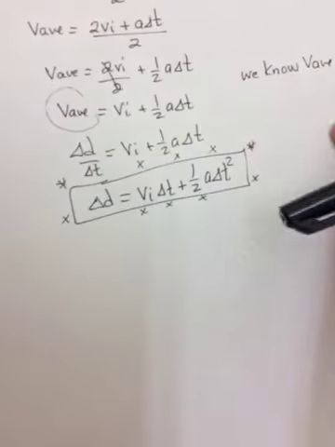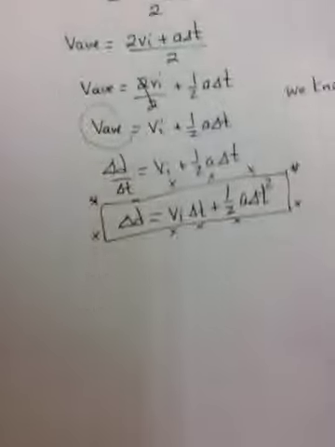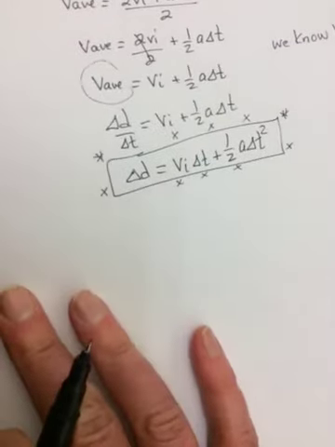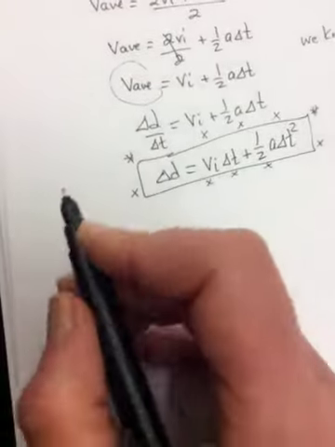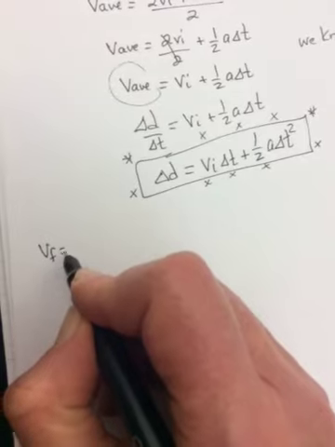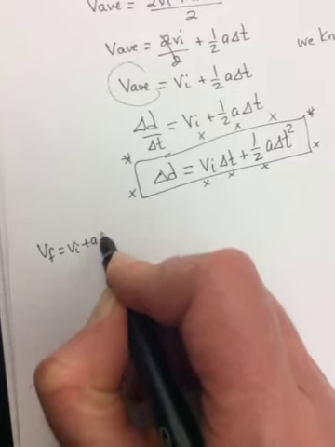The second one was to find the final speed or the final velocity. So to do that, we're going to go back to our vf equals vi plus a delta t equation that we had arranged up here, this guy.